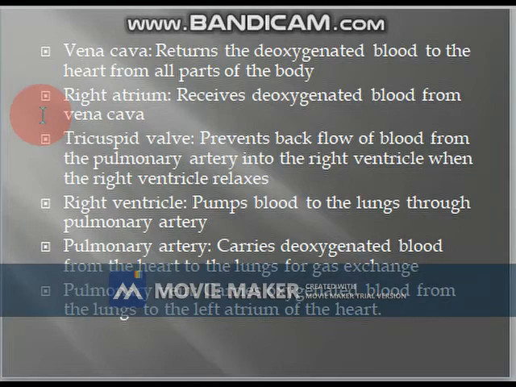Tricuspid valve. Like any other valve, valves prevent the backflow of blood. So the tricuspid valve prevents backflow of blood from the right ventricle into the right atrium when the right ventricle relaxes. The right ventricle pumps blood to the lungs through the pulmonary artery. It carries deoxygenated blood from the heart to the lungs for gaseous exchange. Pulmonary vein. It carries oxygenated blood from the lungs to the left atrium of the heart.